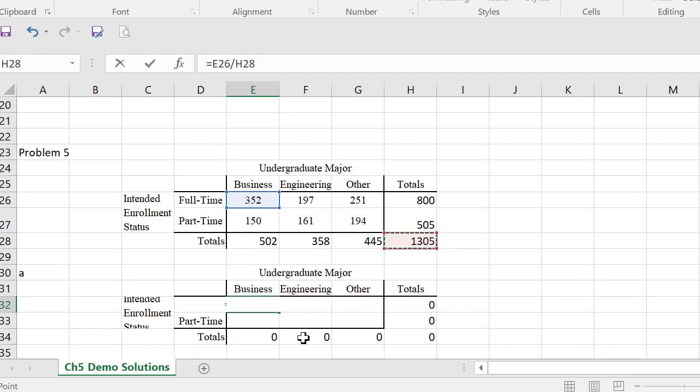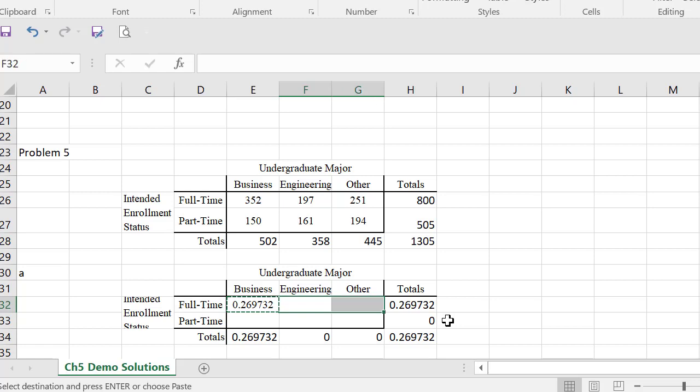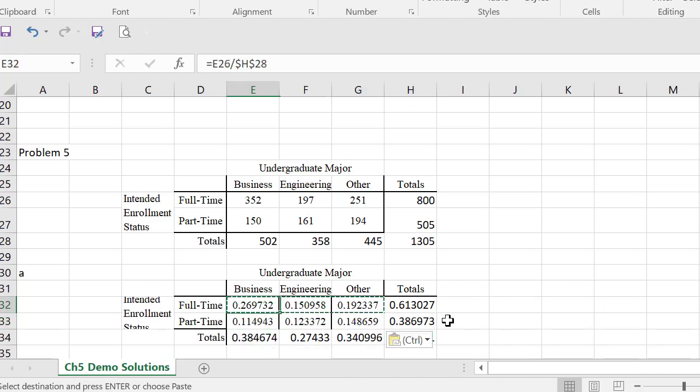That's going to be the same for all of them, so I'll make it absolute. So you can see the absolute up here. I just pressed F4 after I hit that value. So I hit enter, and that gives me that number. Then I can just copy this over, and I can copy these three down, and that gives me the values that I'm looking for. So the joint probabilities are these values right here.